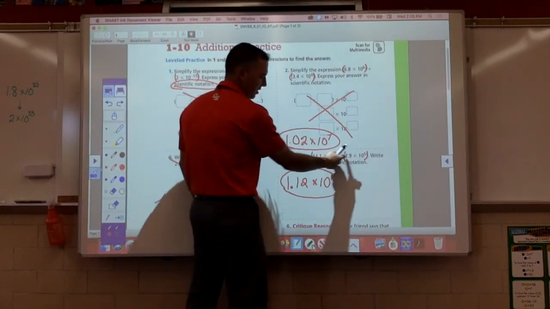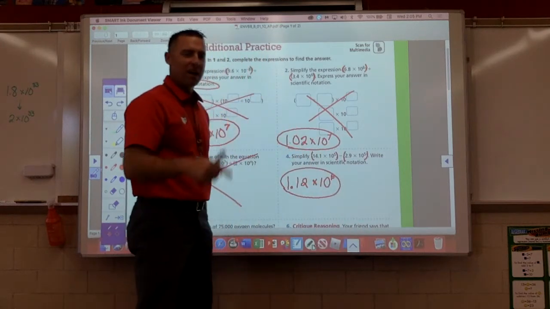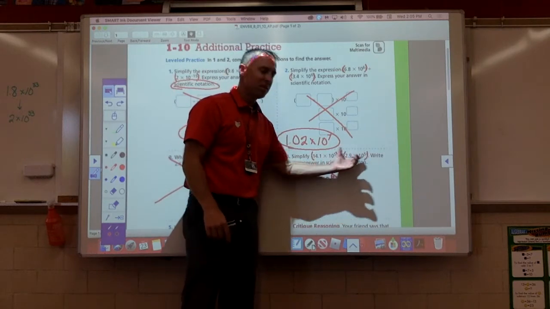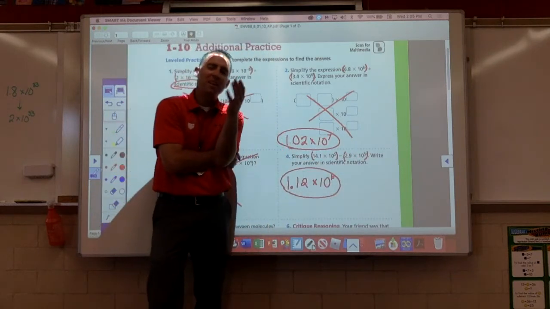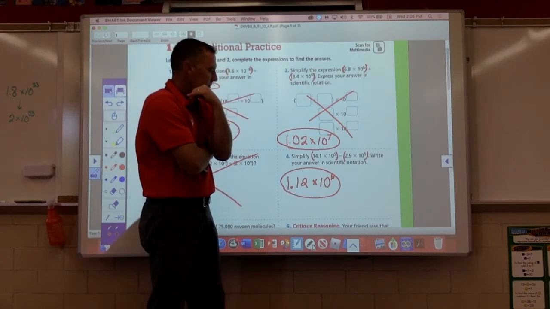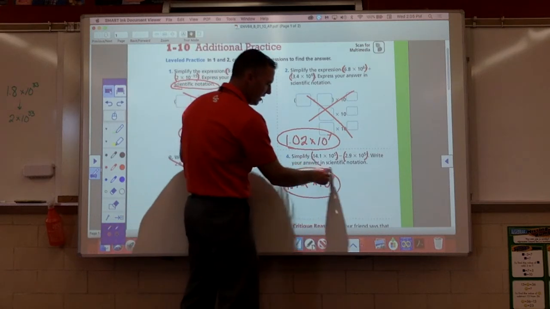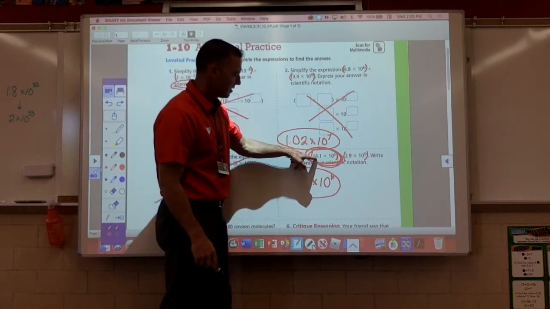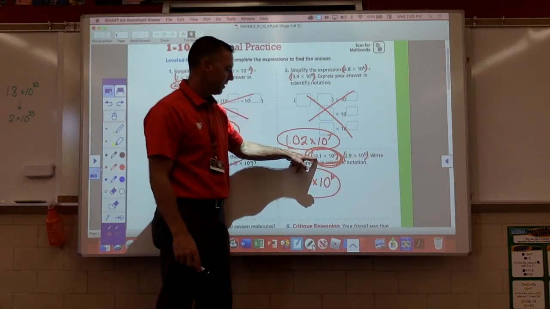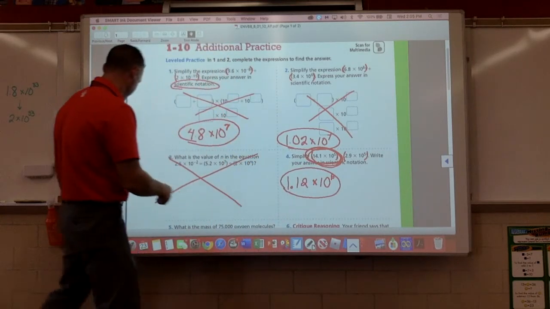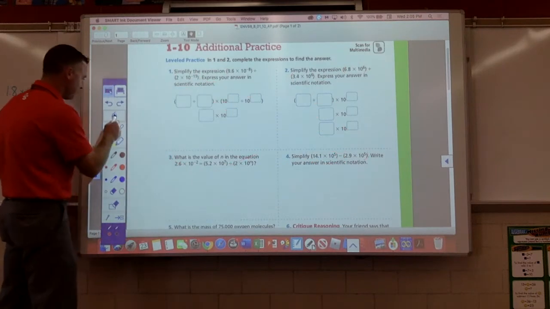Now, folks, I want you to look at these two. Which one of those is not written in scientific notation? One of these values is, one of these values is not. This one is not in scientific notation. Why not? Because this number is not between 1 and 10. But is our answer? You betcha. All right, moving on down.